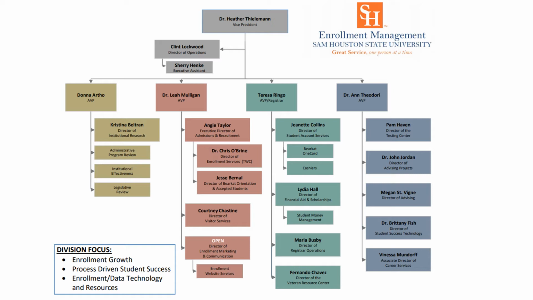Our division includes several departments, including admissions, visitor services, enrollment marketing and communication, student account services, including Bearcat One Card and the cashier's office, financial aid and scholarships, the registrar's office, the Veterans Resource Center, the testing center, the Student Advising and Mentoring Center, also known as the SAM Center, and career services.